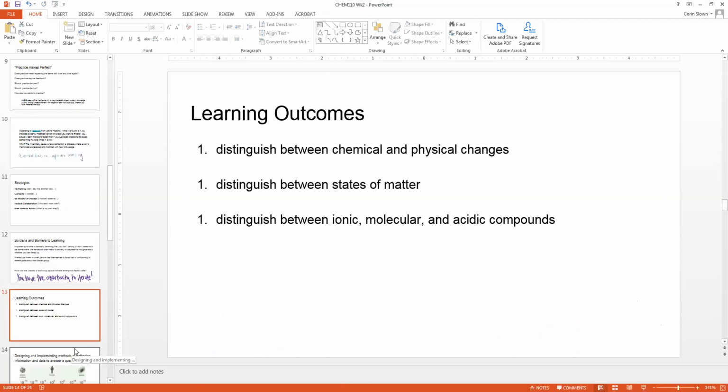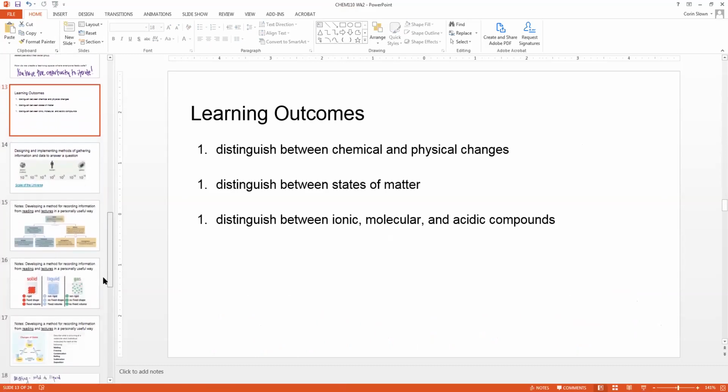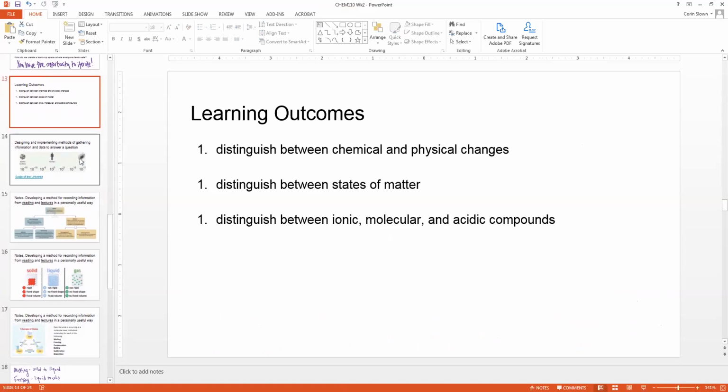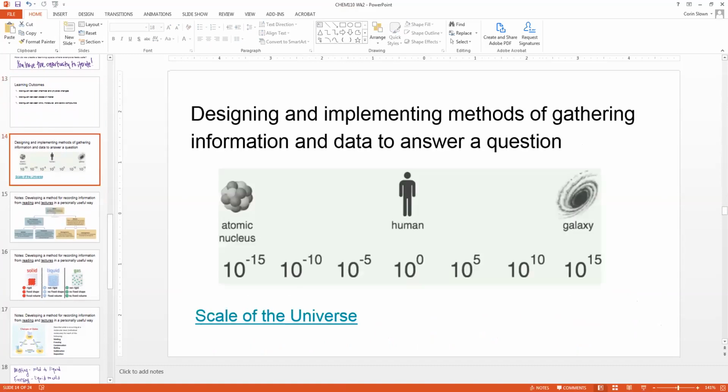So our learning outcomes for Monday in week 2 were to distinguish between chemical and physical changes, to be able to distinguish between states of matter, and then to distinguish between ionic, molecular, and acidic compounds. So when we think about chemical and physical change, for the physical change piece, we want to really think about how we can gather information. And so part of that is thinking about scale, how big something is, how small something is. I use this general scale as a reference frame.